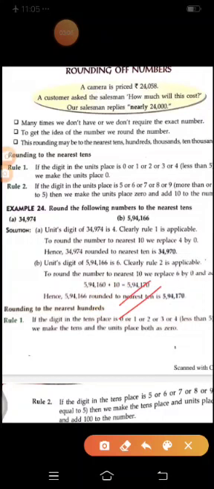Now we will learn rounding off to the nearest 100. Same as before, there are 2 rules. If the digit in the tens place, here we check the tens place, is less than 5, then we make the tens and the unit place both 0. And the second rule is, if the digit is more than 5, then we make the tens and unit place 0 and add 100 to the number.